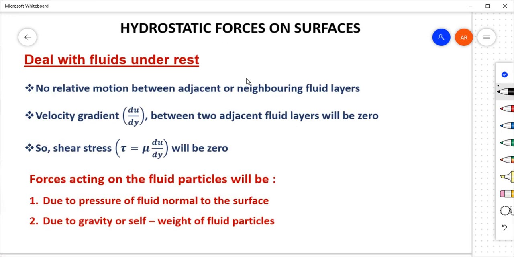So here we can conclude that when we talk about hydrostatic forces acting on surfaces, it mainly deals with fluids under rest. That means there is no relative motion between adjacent fluid layers. So as a result, the velocity gradient between the two layers will be zero. Since shear stress is directly proportional to velocity gradient, we can say that shear stress will be zero. So when we consider hydrostatic forces on surfaces, it will mainly focus on the pressure force which will act normal to the surface and the gravity force due to self-weight of the fluid particle.